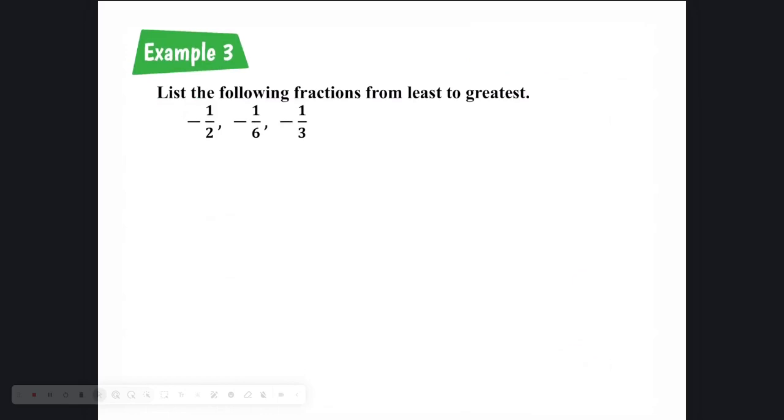Example 3. We'll do this problem together. List the following fractions from least to greatest: -1/2, -1/6, and -1/3. To compare these fractions, we will need to find a common denominator. Let's start by finding the least common denominator of 2, 3, and 6.